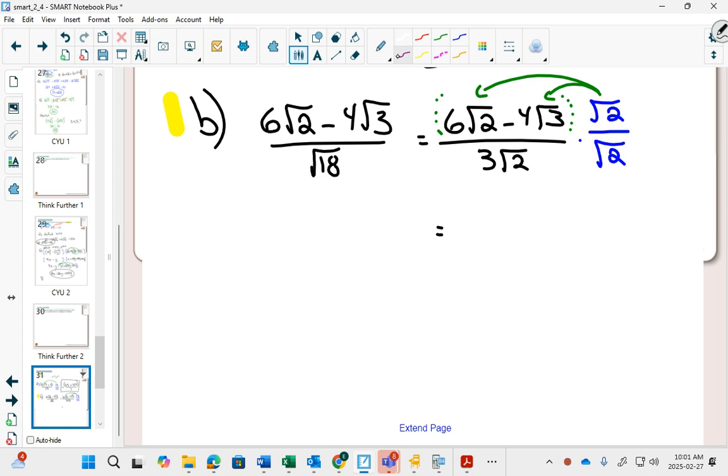It's going to give me 6 root 2 times root 2 will be 12, because the root 2 times root 2 will be 2, and then 2 times 6 will be 12. Minus root 3 times root 2 will be root 6, so that doesn't simplify. I get minus 4 root 6. And on the bottom, the root 2 times root 2 is 2, still times the 3 is 6.